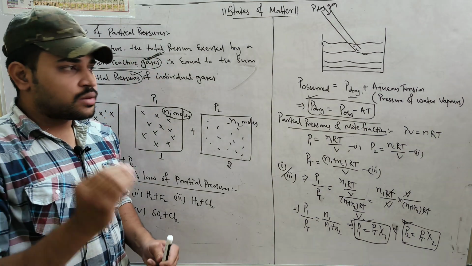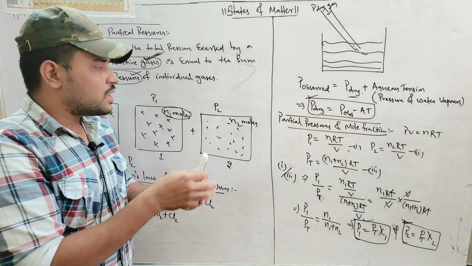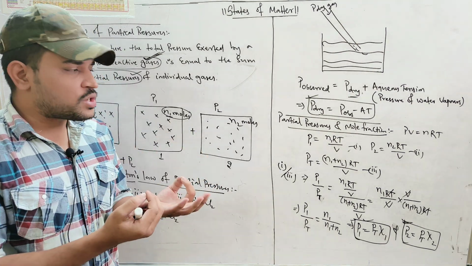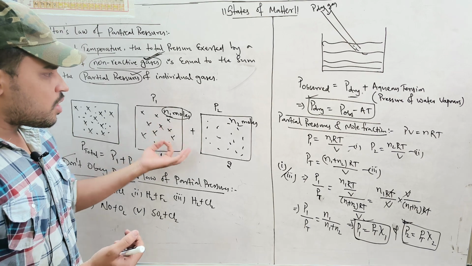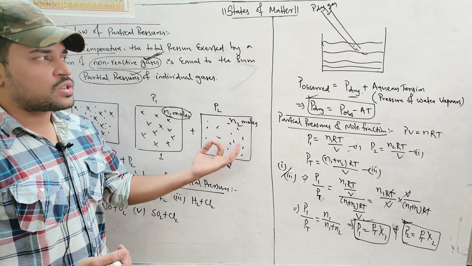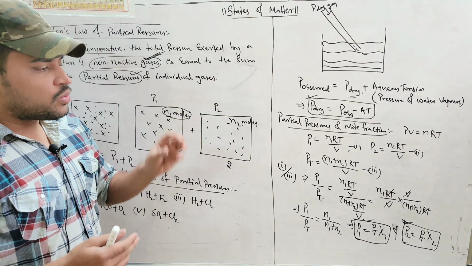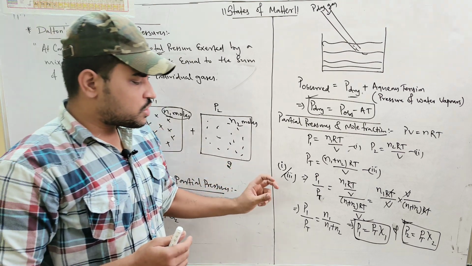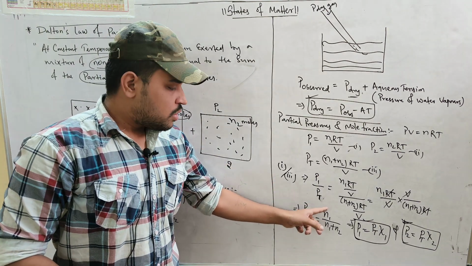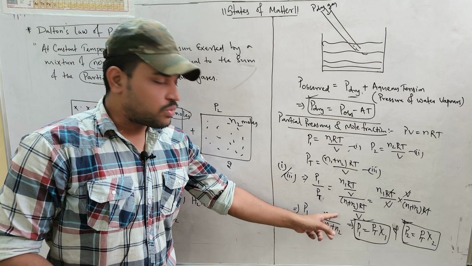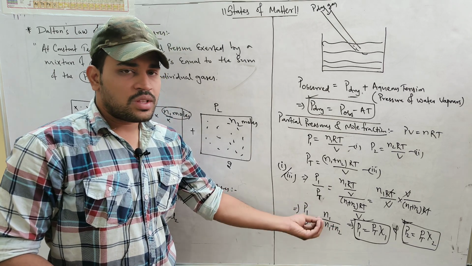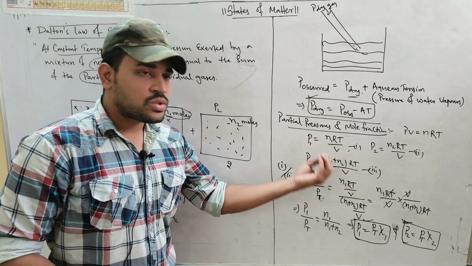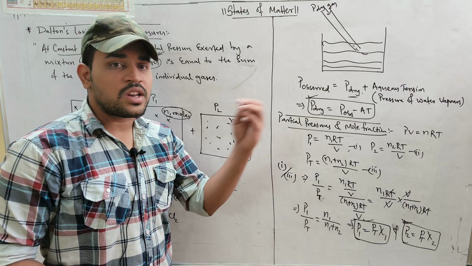So which gases? Non-reacting gases, when they are enclosed, what is the total pressure? The total pressure is equal to the sum of their partial pressures. How will the questions be asked? When the questions are asked, we especially have to focus on calculating the mole fraction. So when we have to calculate mole fraction, our focus should be on calculating the number of moles.